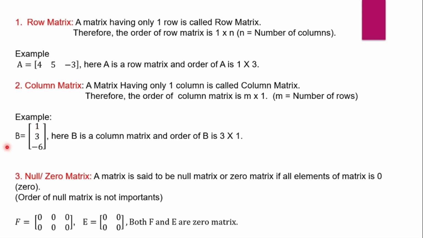For example, as you can see here, I have a matrix B consisting of these elements. So these are all represented in only one column. Therefore the order of the matrix would be 3 cross 1, where 1 indicates the number of columns and 3 indicates the number of rows.